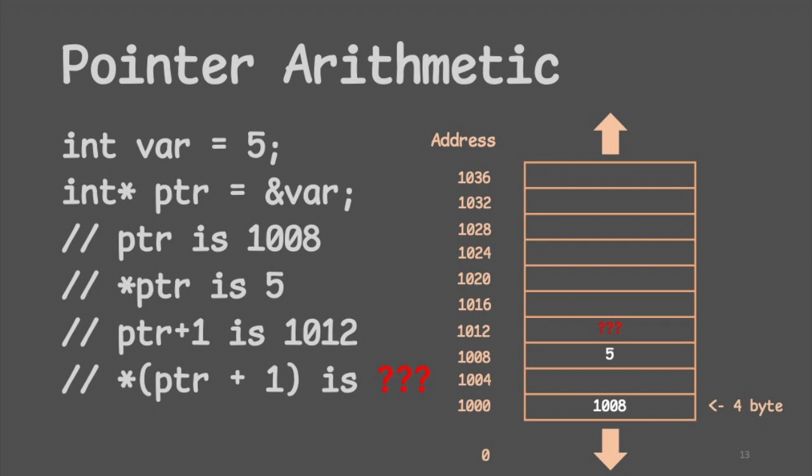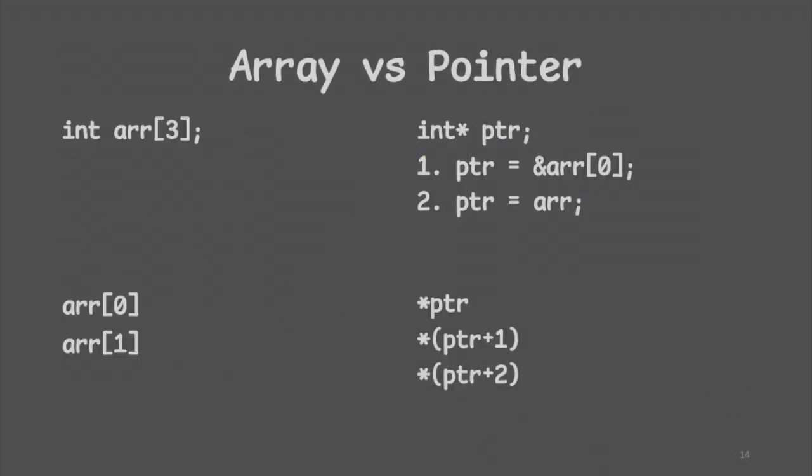After you are familiar with array and pointer, let's make a comparison between them. As you can see, int ARR bracket 3 is the declaration of an array, and ARR bracket 0 gives you access to the value stored in ARR. Let's see the right side of the slide. The first statement, int star ptr, indicates an integer pointer. If we want to use this pointer to access an address of an array, there are two ways we can use ptr to access the memory of ARR.